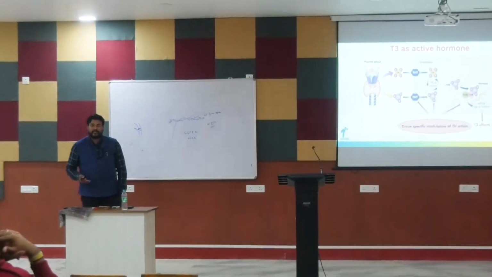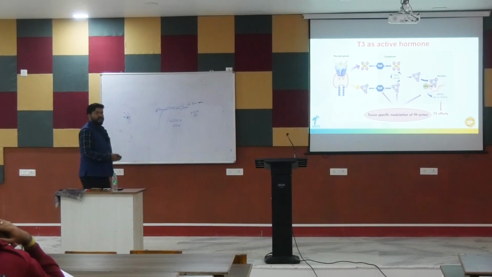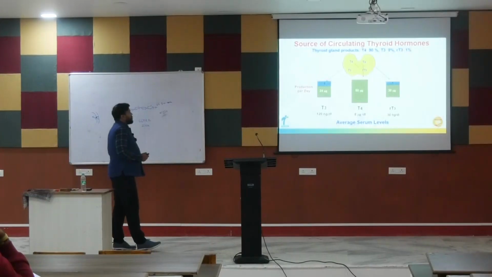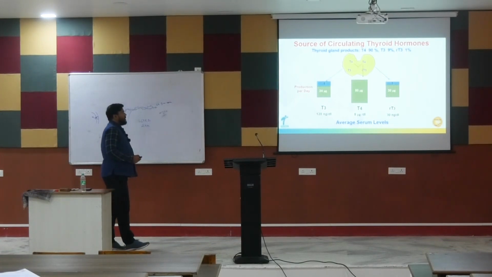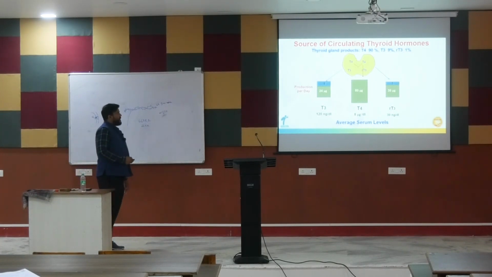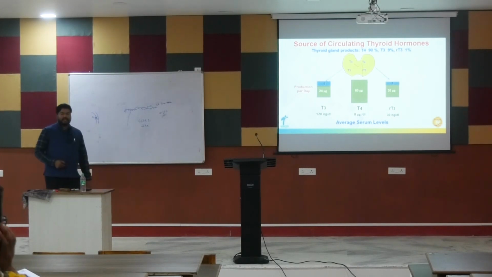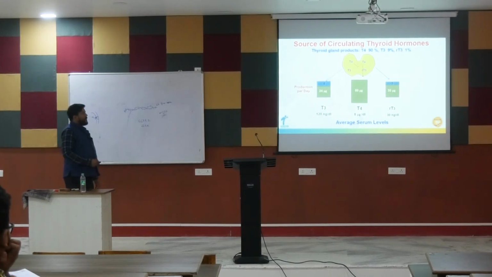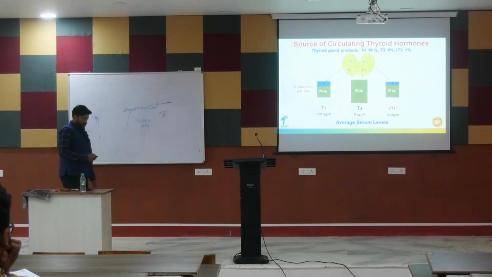It also helps in digestion and bone mineralization, so throughout the body there are lots of functions of thyroid hormones. So source of circulating thyroid hormones: 90% T4, 9% T3 and 1% reverse T3. Production per day, average serum levels. Remember the normal serum levels of T3, T4 and reverse T3. T3 is 120 nanogram per dl, T4 is 8 microgram per dl and reverse T3 is 30 nanogram per dl.